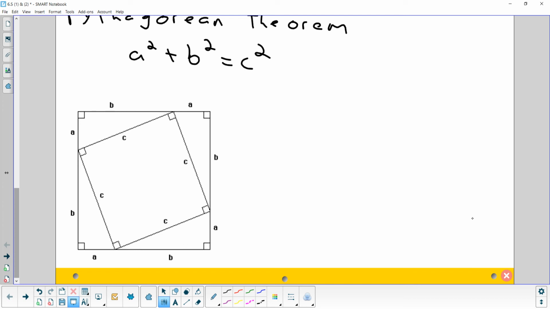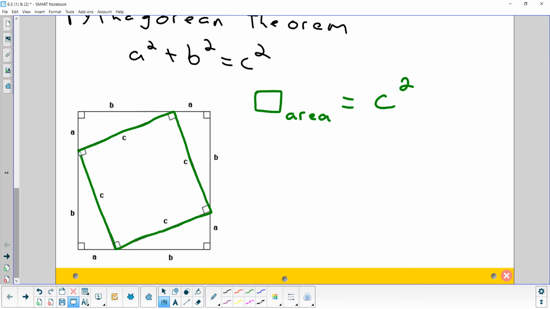So can somebody give me a formula for the area of this square? And I'll just do it in green, so you know exactly what I'm talking about. Okay, what's a simple way you could find the area of that square? C squared. C squared, yep. I'm just going to put the area of the green square, that's what that symbol means, equals C squared.